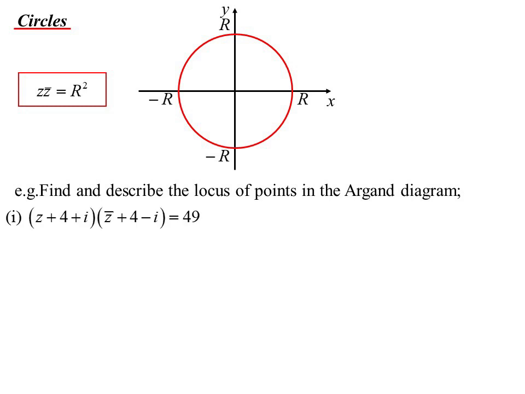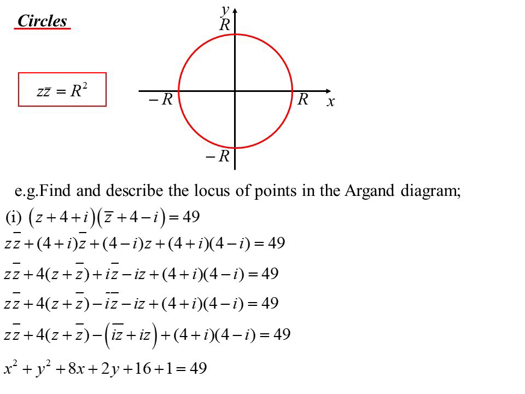Now if you don't immediately recognise it, expand out, maybe something will happen. If I expand all this out, I'll get z conjugate plus 4 plus i z conjugate and so on. Difference of 2 squares at the end there. And after manipulating it round, I've still not got an idea what it's going to be, so I'll bring it back to x and y.